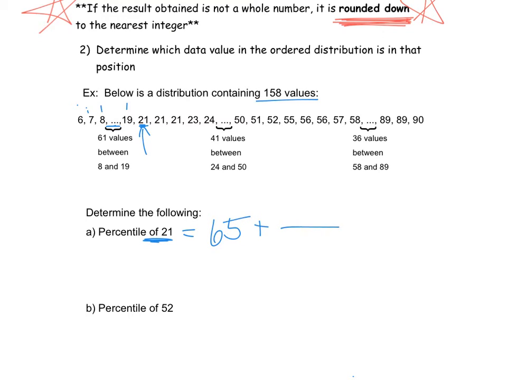Plus, now we need to find how many are also equal to 21. How many times does 21 appear? And we'll divide that by 2. So as we can see, we have 21 appearing 3 times. So that's 3 divided by 2. All of this is going to be divided by the total number of data values in the distribution. So we have 158 values in the distribution, so we have to divide by 158 and then times 100.